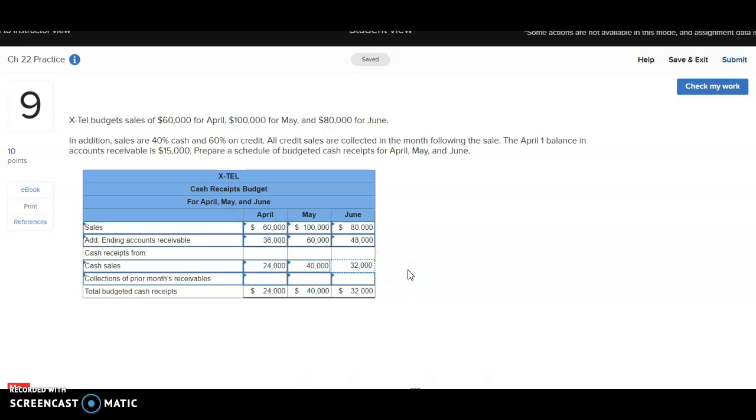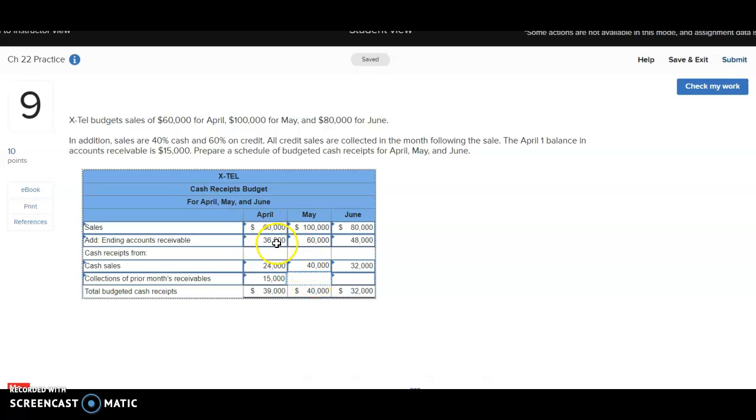Then we have to look at what was the prior month's collection. All right, so if we look here, we had $15,000 that was from April 1st. So that amount is going to be collected in the next month. So we have $15,000 for that month. And then we're going to look up here.